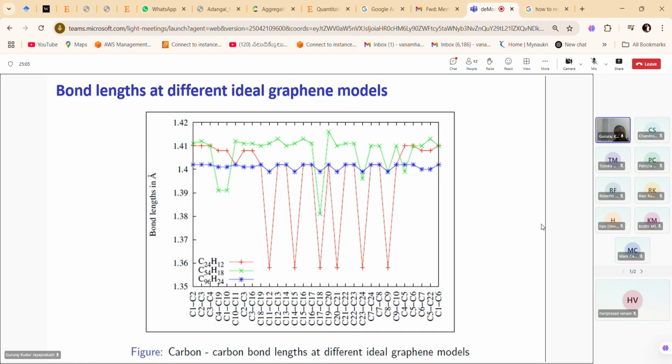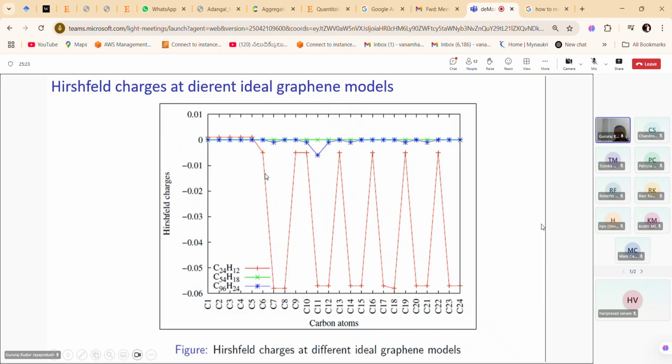To select the model, first we analyzed the carbon-carbon bond length, to see whether it really matches the experimental graphene results. When we model, usually at C96 we have comparatively constant bond lengths. And then we also studied Hirshfeld charges. In a real graphene system, technically the carbon atoms should have zero charge. Again here C96 shows almost zero Hirshfeld charge for all carbon atoms.